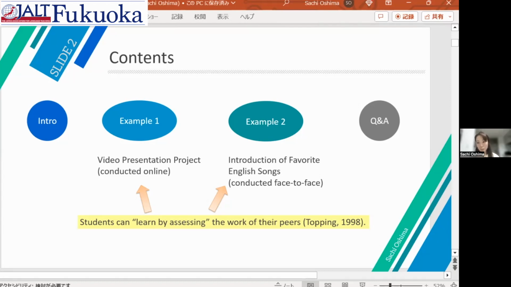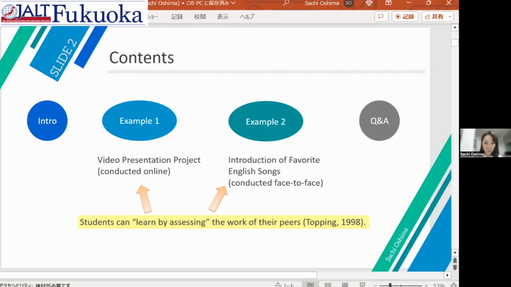But anyway, in both examples, the key phrase for today is that students can learn by assessing the work of their peers, which is according to Topping 1998. I will share my examples, but more than that, I would like to get your comments and feedback, and also listen to your own experience. So I would like to take much time on the question and answer.